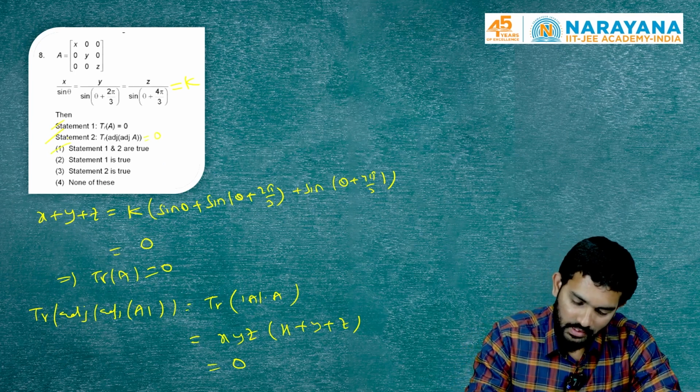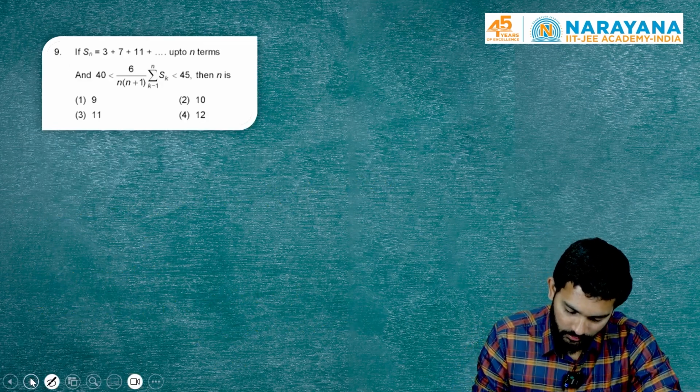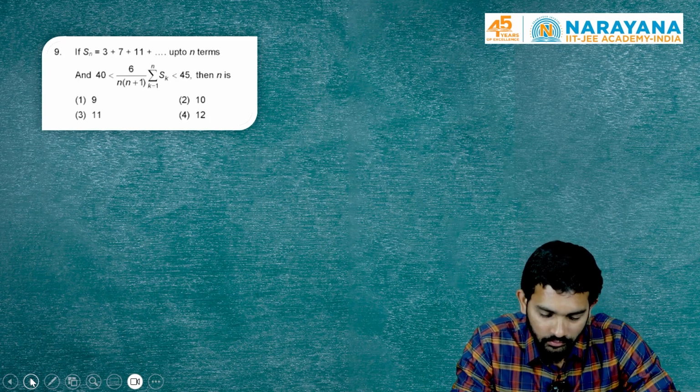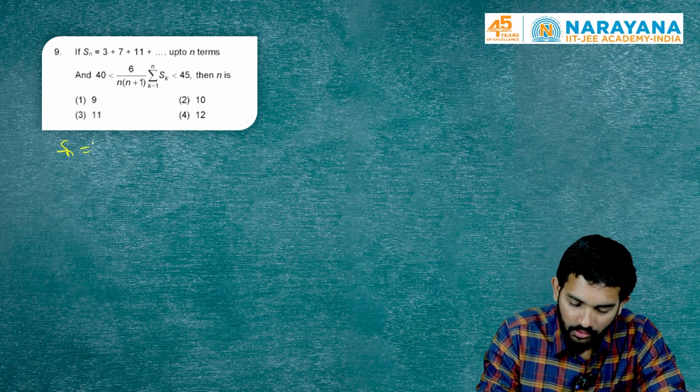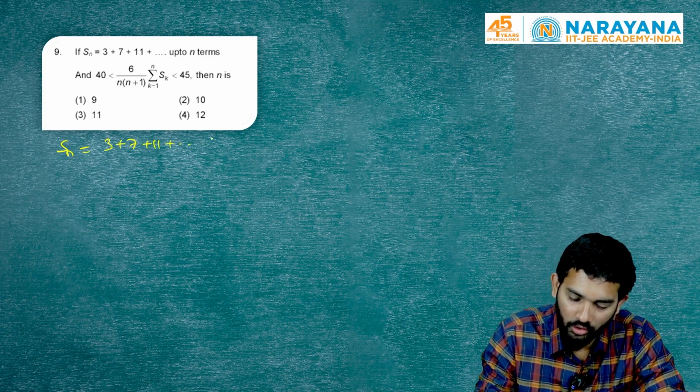So which means option 1. So let us go to the next question. Sn is equal to 3 plus 7 plus 11 plus and so on.